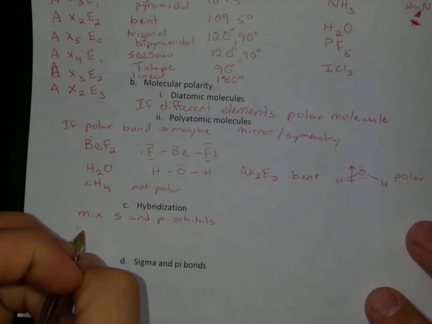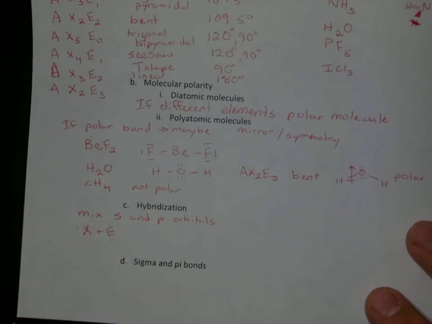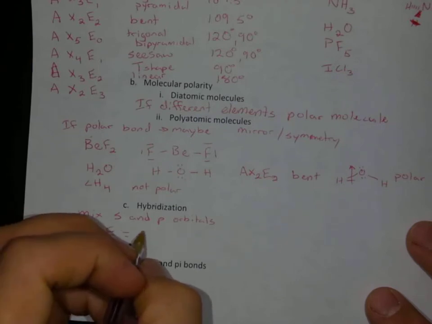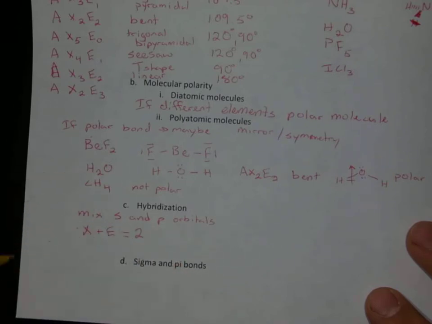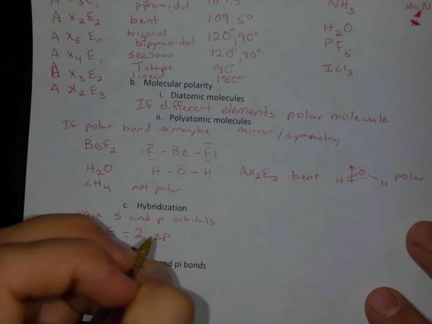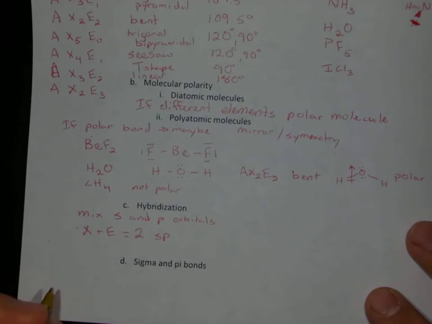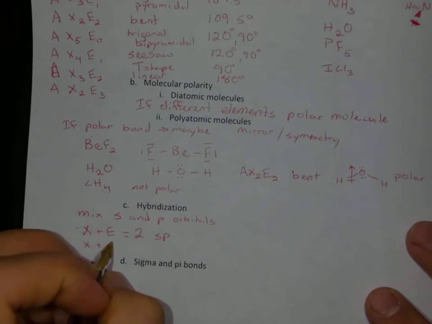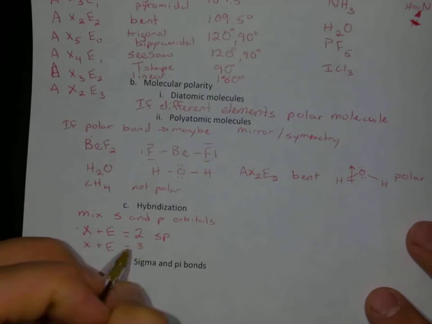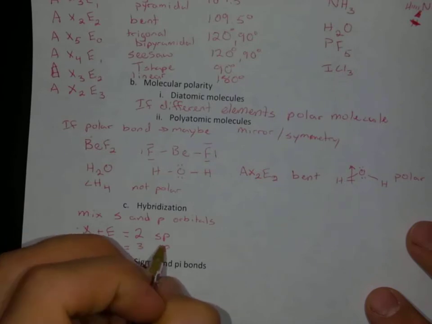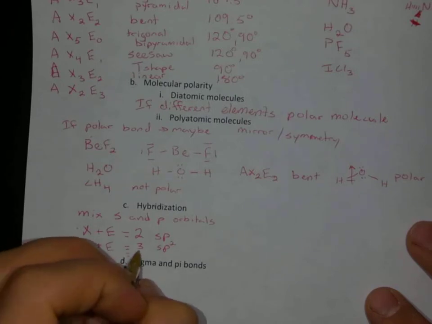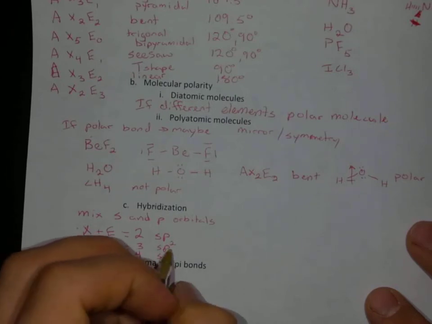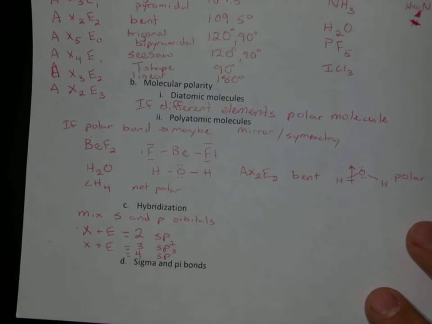So if we have the X plus the E from our AX structure equal to just two pieces, right, like AX2E0, then our hybridized orbital is just sp. If we have X plus E equal to 3 pieces, then we have sp2, and if it is equal to 4 pieces, then our central atom is sp3 hybridized. Okay? That's all that we need to know.